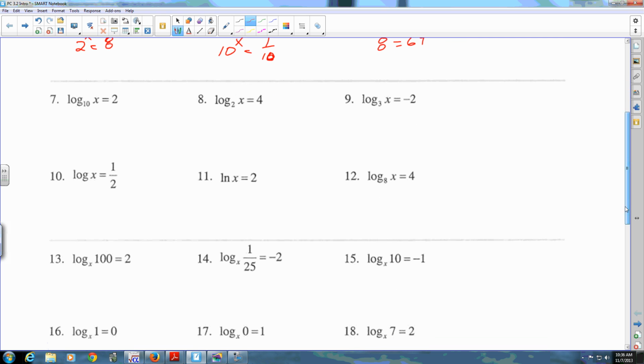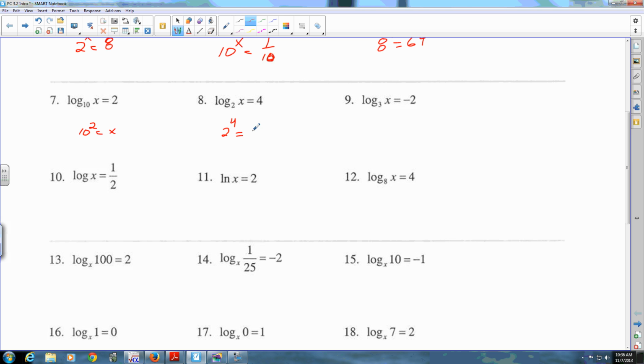Doesn't matter the format, and these are in 3 different formats, and I'll talk about those formats in a minute. But right now it's just working on translating them. 10 squared is equal to x. 2 to the 4th is equal to x. 3 to the negative 2 is equal to x. Again, the base is missing, so it must be a 10. 10 to the half is equal to x.